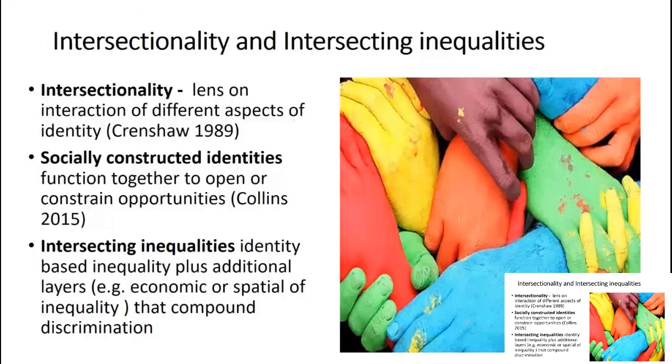Intersecting inequalities is another layer of this, in that it's specifically about thinking about those combinations of identities that compound discrimination. So it includes the socially constructed aspects of identity, but also other layers that might compound that discrimination. The spatial is about where people live and how that compounds discrimination. And the economic is about livelihoods, insecure livelihoods, and the other economic situations that also build on the pattern of discrimination.